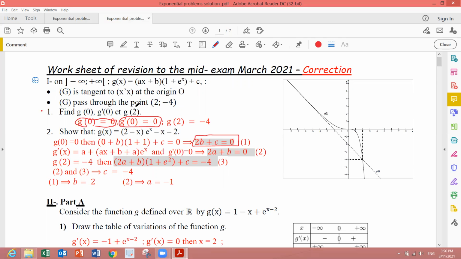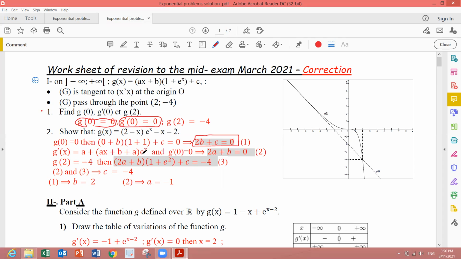Now, g prime of x, u dot v. To calculate the derivative of u dot v, it is u prime v plus u v prime. So g prime of x equals: u prime is a, into 1 plus e to the x, plus e to the x into ax plus b. After taking e to the x common, we get a plus ax plus b plus a e to the x.